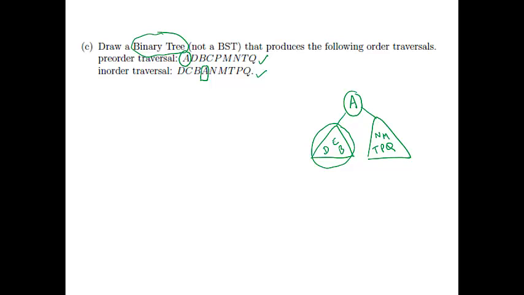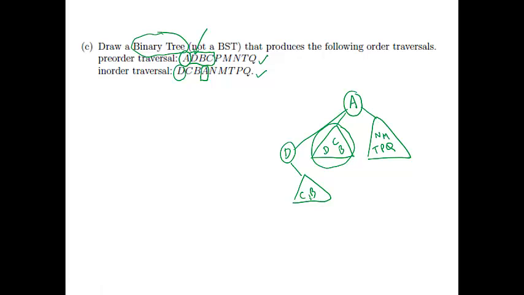So DCB, who is going to be the root of DCB? Now I claim that the root of DCB, if I split this, would be D, because note that the D comes first. Now if I look at D here, C and B are to the right of D. This means that C and B should be here. So I'll try to split them further.